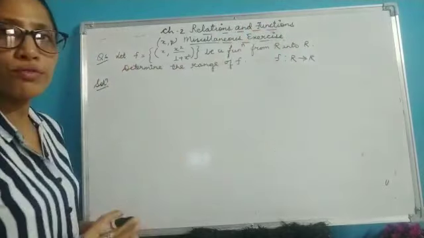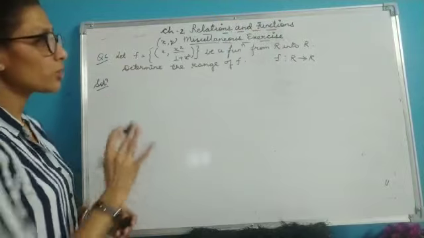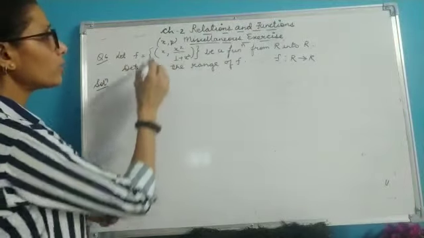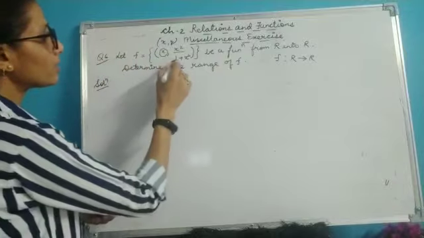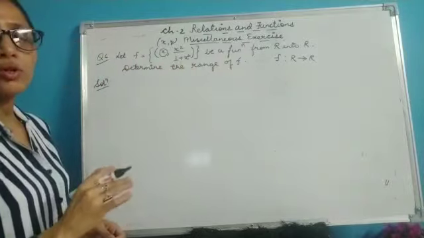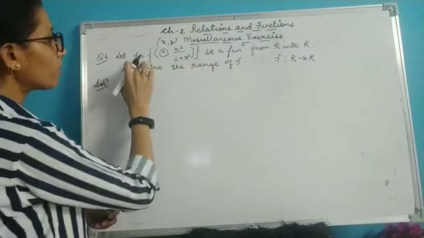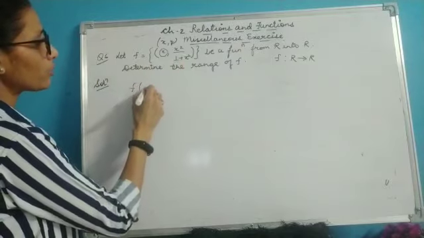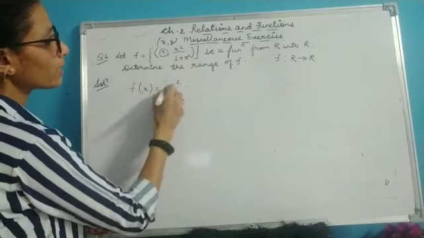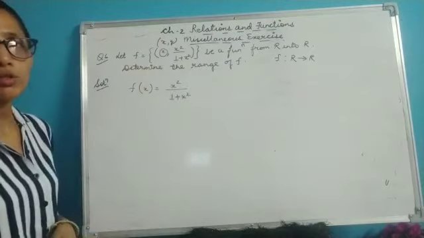Determine the range of f. We need not determine the domain here. We will be just finding out the range. So I know the first number is your domain and the second number is your range. So if I want to find out the range, I will be selecting this as my function. So I will be taking my function f(x) equal to x square upon 1 plus x square, and I have to find out the range of this function.